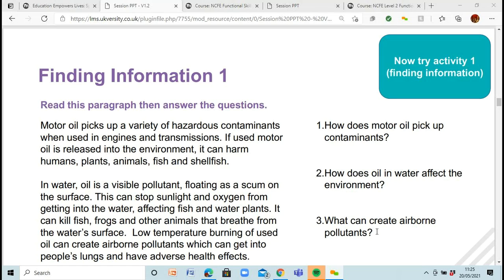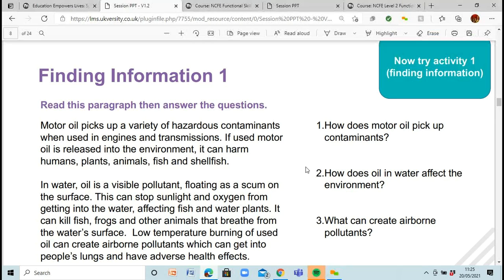Well done. So even though it just says what can create airborne pollutants, you told us low temperature burning, but then you told us what effect it can have, and it gives you an extra edge on your answer. Okay. So well done everyone, that's fantastic.